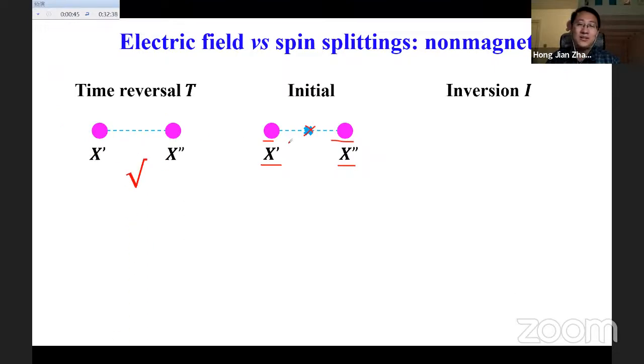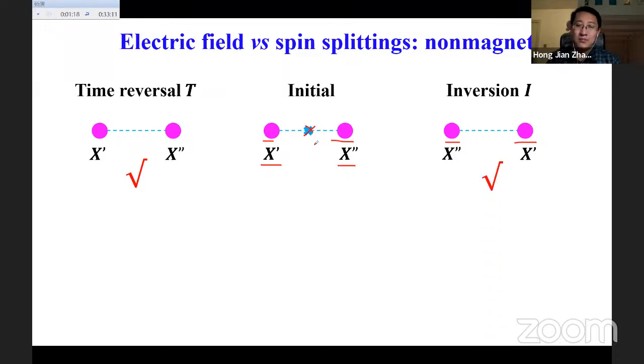So it means this system will have time reversal. Well, if we do inversion, then you see X prime and X double prime swap their position. But the labels are put here manually for convenience. Essentially, these two atoms are the same. So typically, if we remove the label, these two configurations are indistinguishable. So it means this configuration has inversion.